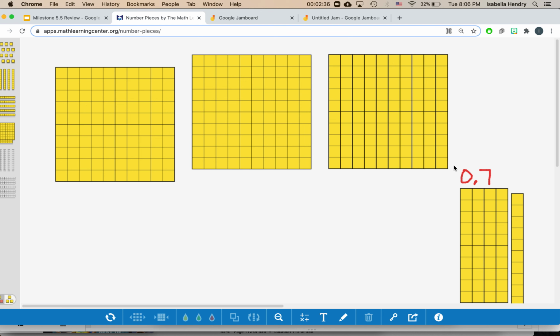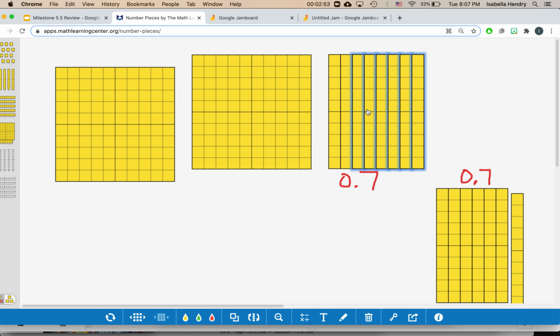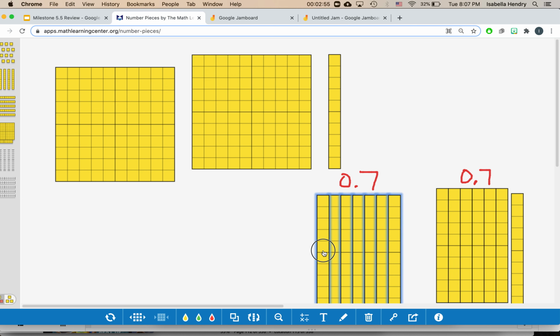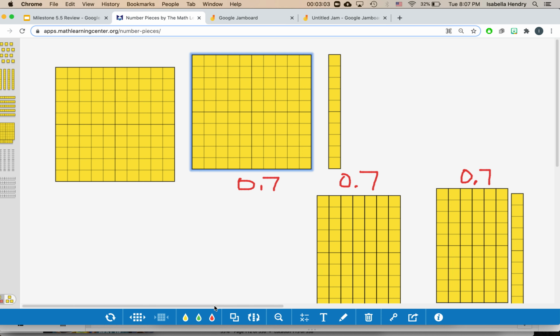I'll break up this one. I'll put 2 tenths more. Right, there's one group of 0.7. I bet I can make another one. So I'll select 7 of these. There's another group, and you just keep doing it. I'm going to go a little bit fast because I think you guys probably get the idea.